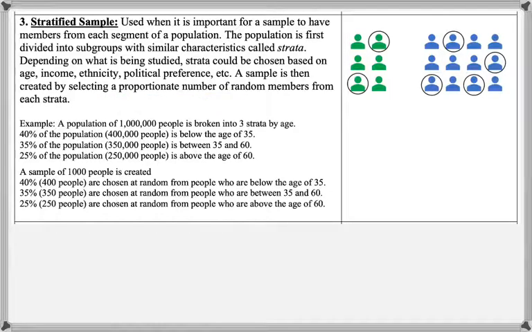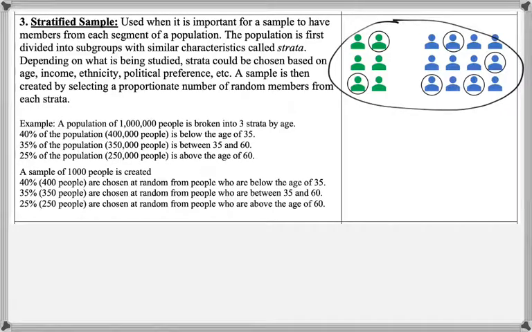So we are going to create a sample of 1,000 people. 40% or 400 people are chosen at random from people who are below the age of 35. 35% or 350 people are chosen at random from people who are between 35 and 60. And 25% or 250 people are chosen at random from people who are above the age of 60. So let's look at our diagram.